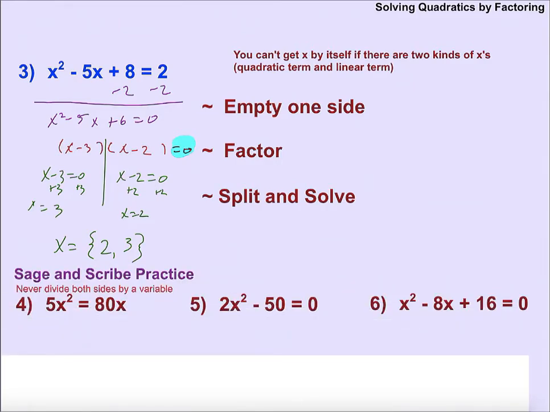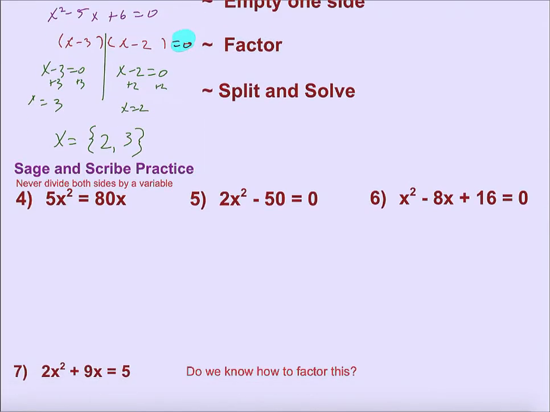Okay, we'll try a couple of these. I'm not going to do all of these, but we'll try a couple. Let's do the first one here because it's a little bit different. 5x squared equals 80x. The first thing you might notice is there's no equals 0. Well, we're going to set that up to be equal to 0. That should be your first thought every time, is to get everything on one side. So I'm going to move everything over. Subtract 80x from both sides, and I have my equals 0.